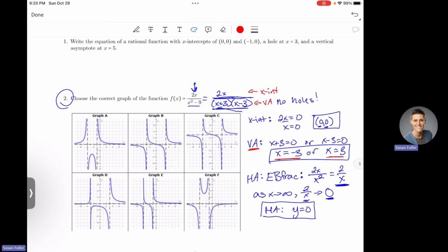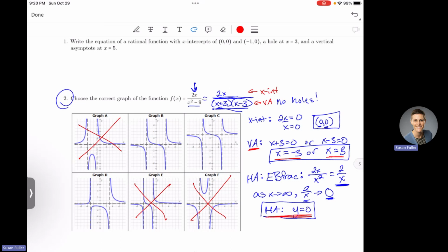Graph A looks like we've got vertical asymptotes at -1 and -4, so that's not it. Graph B is still a contender that has vertical asymptotes at 3 and -3. Graph C has the correct vertical asymptotes, as does graph D. But E has that -1 and -4, which isn't right. And graph F has -1 and -4 again. So those are the wrong vertical asymptotes. So we're just kind of doing elimination right now.